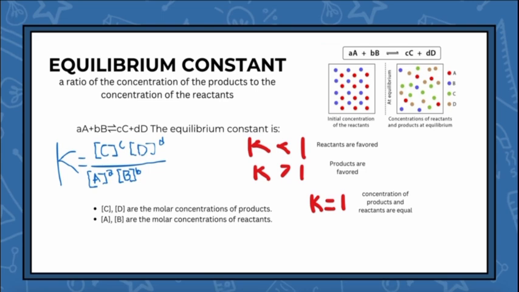Equilibrium constant is a ratio of the concentration of the products to the concentration of reactants. This is the formula you will need to know for that. C and D are the molar concentration of the products. A and B are the molar concentration of the reactants. When K is less than 1, the reactants are favored, and when K is greater than 1, the products are favored. When K is equal to 1, concentration of products and reactants are equal.